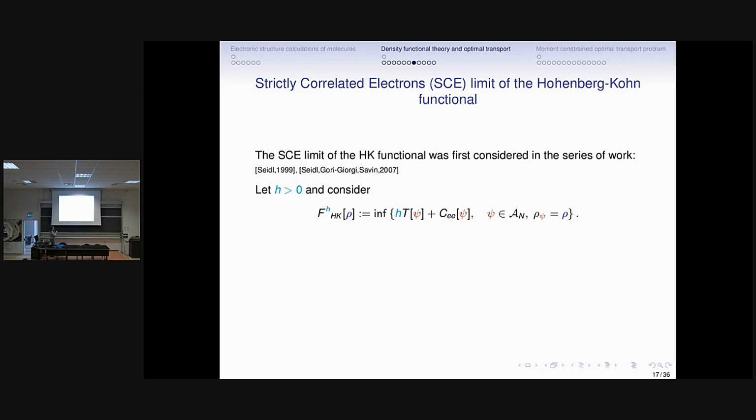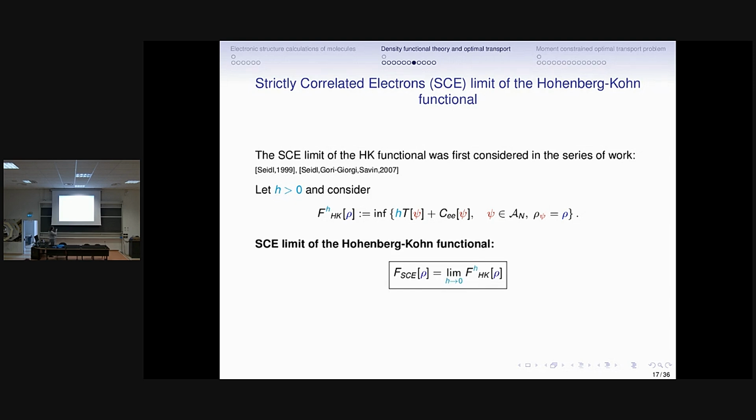More precisely, what they considered is the following quantity. So consider a parameter h which is positive, okay, which will play the role of a semi-classical parameter. And you can consider the following h-dependent Hohenberg-Kohn functional, okay, which is still a functional of an electronic density rho, and which is the solution of the following minimization problem. So here you see it is very, very close to the definition of the original Hohenberg-Kohn functional, except that in front of the kinetic energy term, you put this small h parameter. Okay. The structure of the problem is the same.